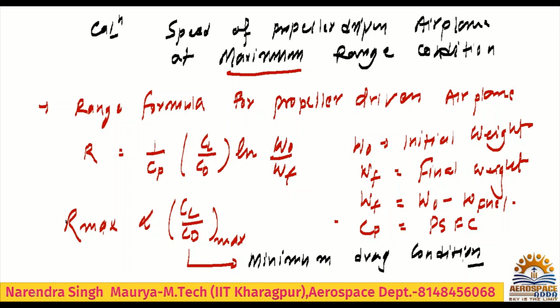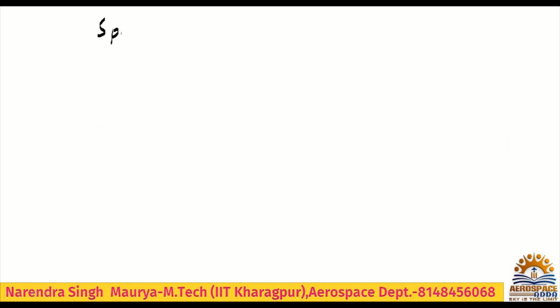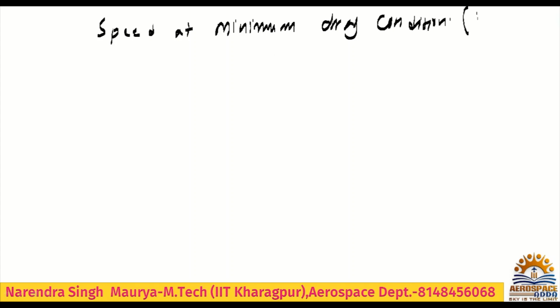So what point comes? The point is you have to calculate speed at the minimum drag condition, which is called VMD. So you need to write here: speed at minimum drag condition, which is denoted by VMD. So what is the VMD? Simply you need to write the formula for this.